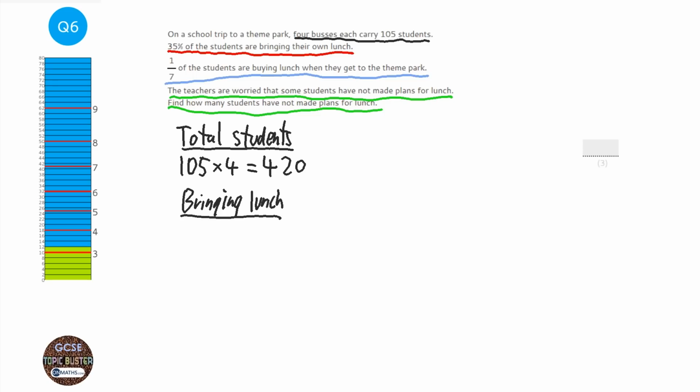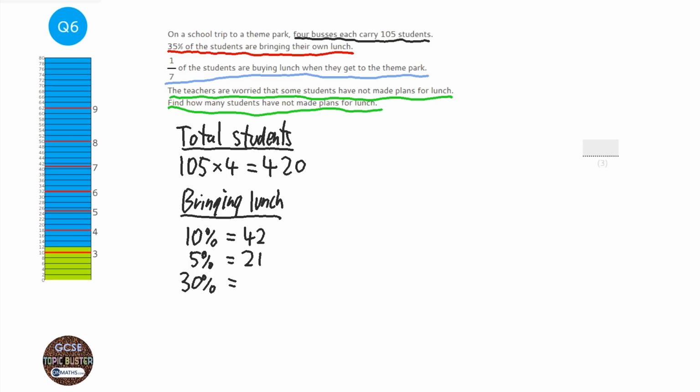Okay, so to do this, we're going to work out 10% first, which is going to be 42. Because if 100% is 420, that's how many students we have, 10% is, you just divide it by 10. And next we can work out 5%, which is going to be half of that, so it's just going to be 21. Next we need to work out 30%, because we need 35%. And all we do is times the 10% by 3.